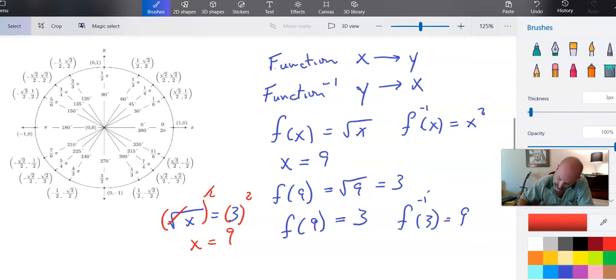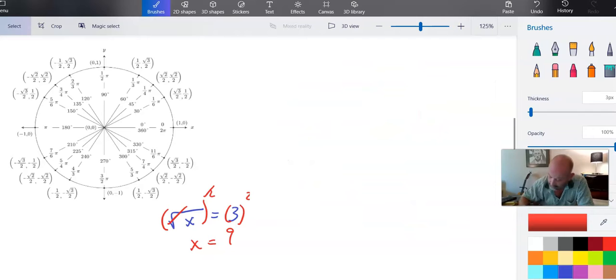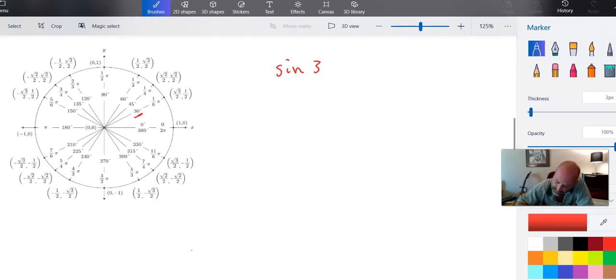So let's see here. Okay. So, for example, let's say I'm going to pick something that's real straightforward. If I look at sine of 30, right? Sine of 30, remember it's an x and a y value. Sine is your y value, and so that tells me that it's 1/2, right?